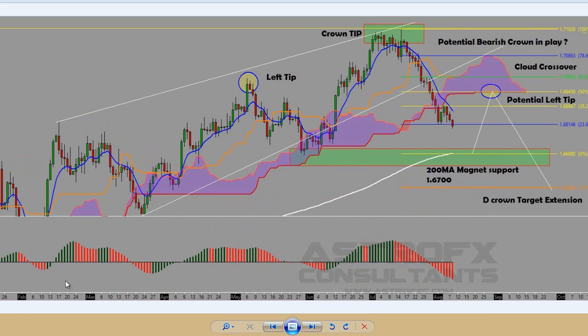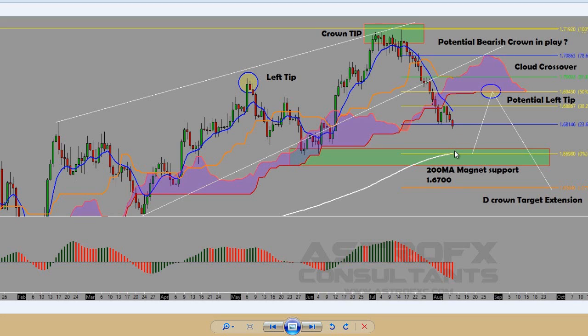Following on, we are in fact crossing over on the cloud. I said a cloud crossover potential. Basically, this is like a crown formation / head and shoulders, whereas head and shoulders differentiates with the crown because the right tip is normally formed above the trend line. Okay, so I'm just going to explain this setup really briefly. Left tip, crown tip, we can take this as A on the Fibonacci, and we also have this support here, which is also the 200 MA, which acts as a magnet / like a support level in this case.